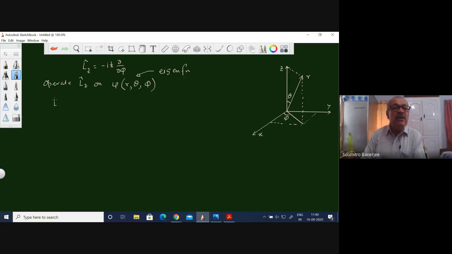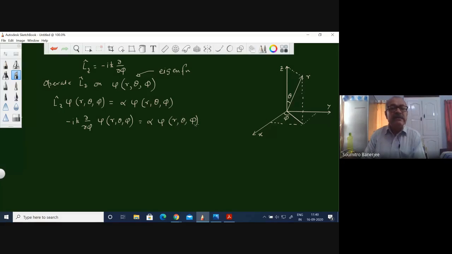Then obviously if you operate this Lz on psi of r, theta, phi, then you will get some eigenvalue times psi of r, theta, phi. So this is nothing but minus i h cross del phi of psi of r, theta, phi is equal to alpha psi of r, theta, phi. Okay. Now here is an operator which depends only on phi.